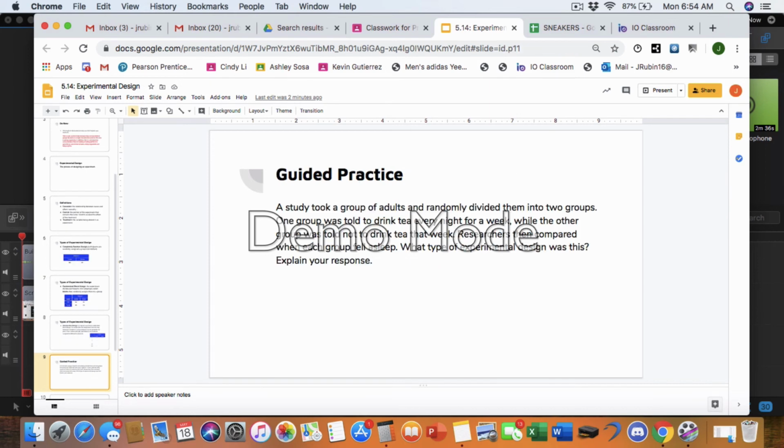All right. So similar to how we did the observational studies, today's about identifying which type of experiment was done. So here's the guided practice problem. A study took a group of adults and randomly divided them into two groups. One group was told to drink tea every night for a week, while the other group was told not to drink tea that week. Researchers then compared which group fell asleep. What type of experiment is this? Explain your response.